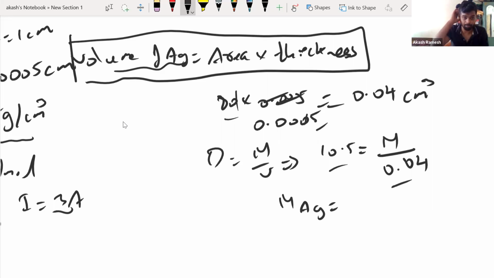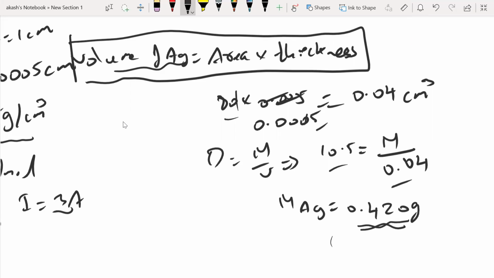105 will become 210, 210 into 2 will become 420, right? So 420, how many decimal points? 3 points, right? So 0.420 grams. Am I doing it correct? Yes, sir. So 0.420 grams of Ag is required. Right, and that's it, people.